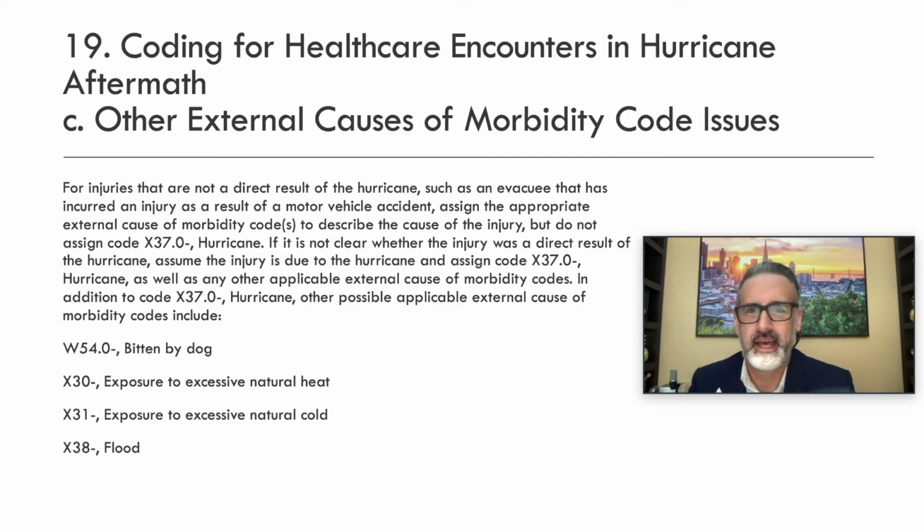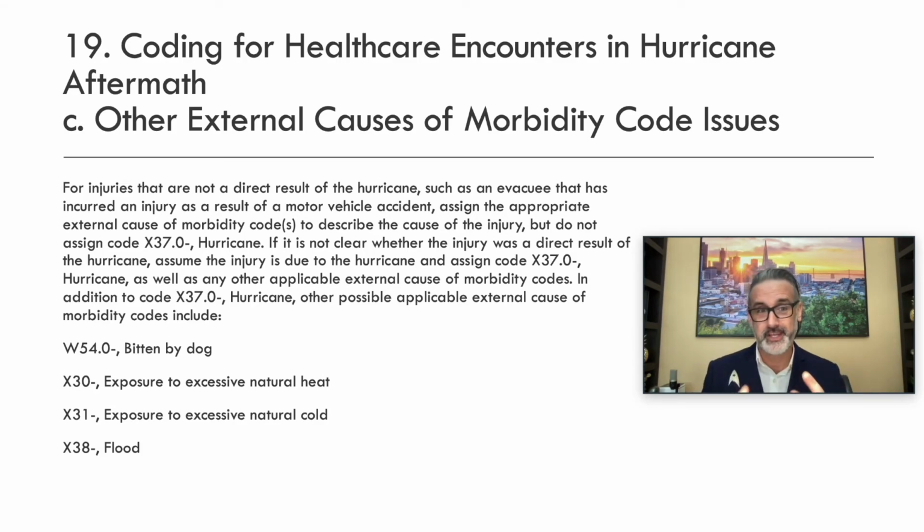Because, again, just to repeat that, if the hurricane itself did not cause the injury, but something happened after the hurricane, maybe during the aftermath of the hurricane, then we would not choose the X37.0 character codes for hurricane, since a hurricane did not directly hurt the patient, something else would. So for example, W54.0, bitten by a dog, X30, exposure to excessive natural heat, or X31, exposure to excessive natural cold, or X38, flood.